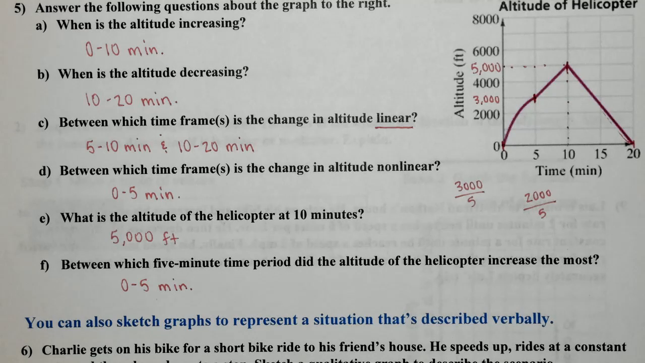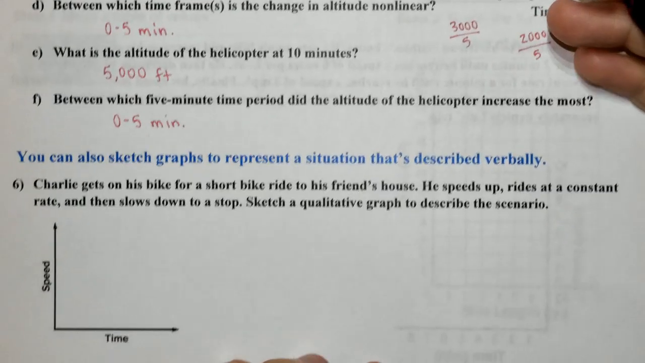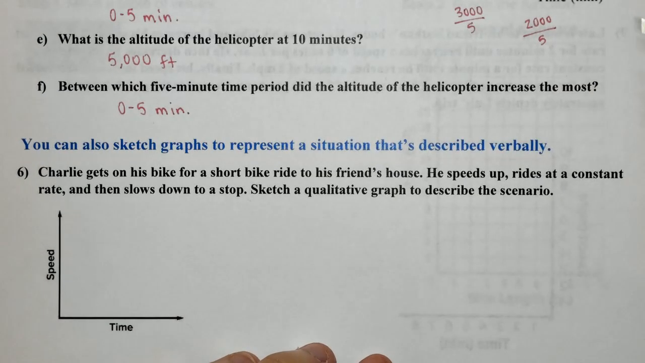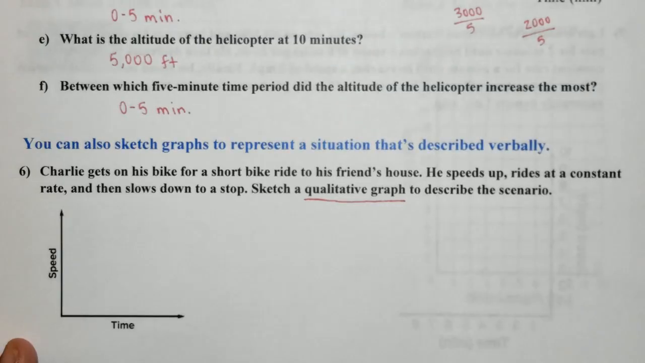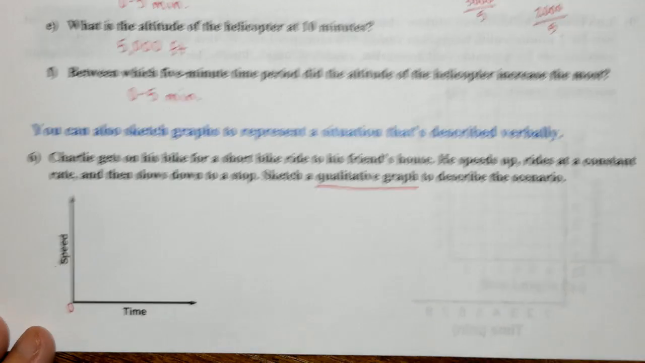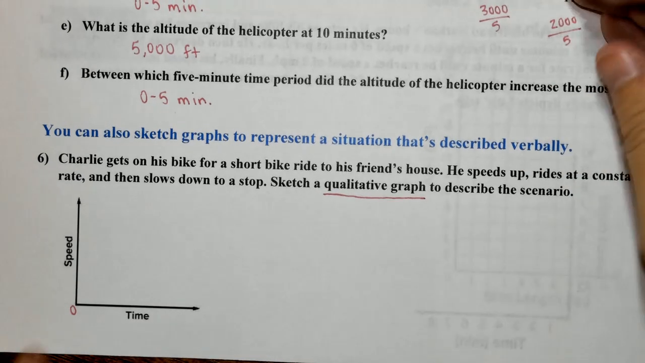It says you can also sketch graphs to represent a situation that's described verbally. So number 6 says Charlie gets on his bike for a short bike ride to his friend's house. He speeds up, rides at a constant rate, and then slows down to a stop. Sketch a qualitative graph to describe the scenario. Since it's a qualitative graph, we don't have to put numbers on our graph. I am going to put a 0 because that corner is always going to be the origin, or 0, and that's helpful for us to remember.